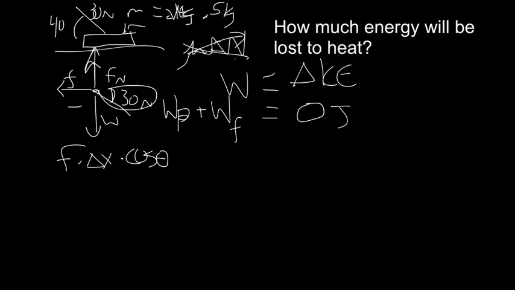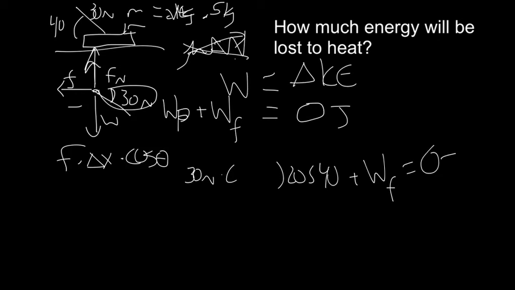So we could say, okay, it's a force of 30 newtons. So we'll say 30 newtons times displacement times the cosine of 40 plus the work done by friction be equal to 0 joules. Okay? And then here we can say, let's say maybe you push the broom for a meter. Okay? And so now we can solve for the work done by friction, or how much energy was lost here to heat, but just by simplifying.